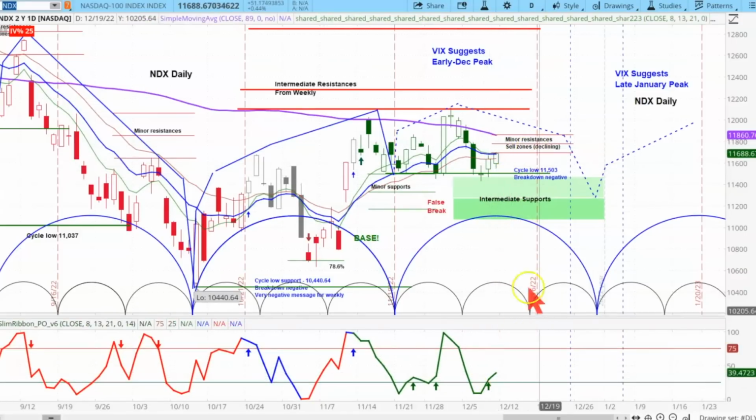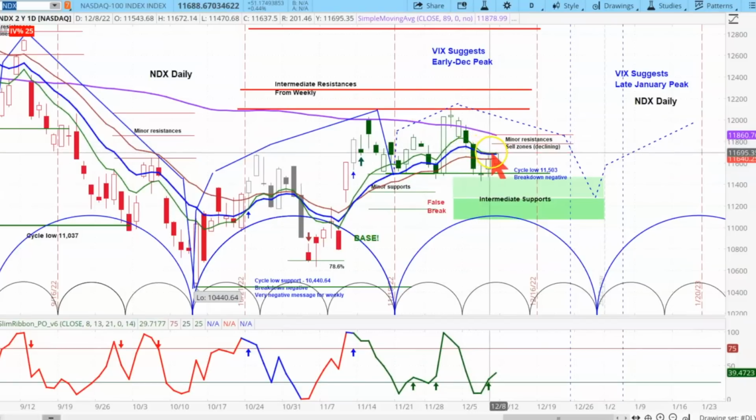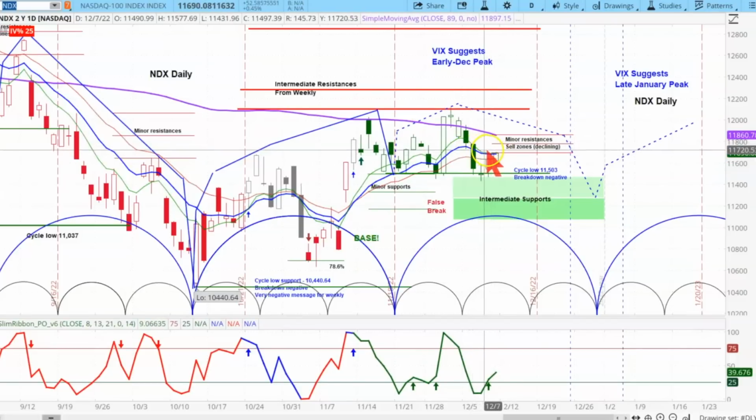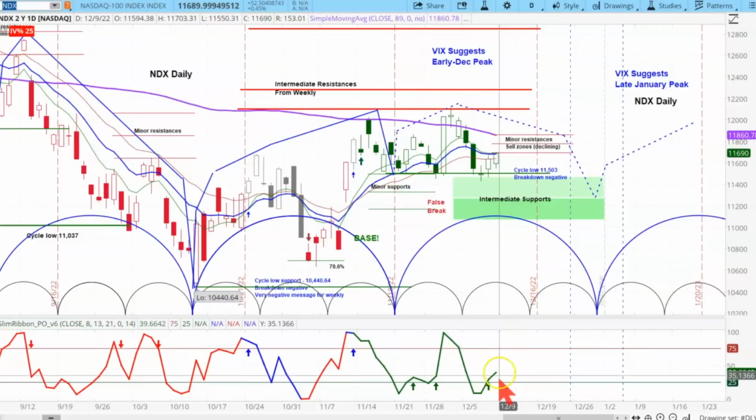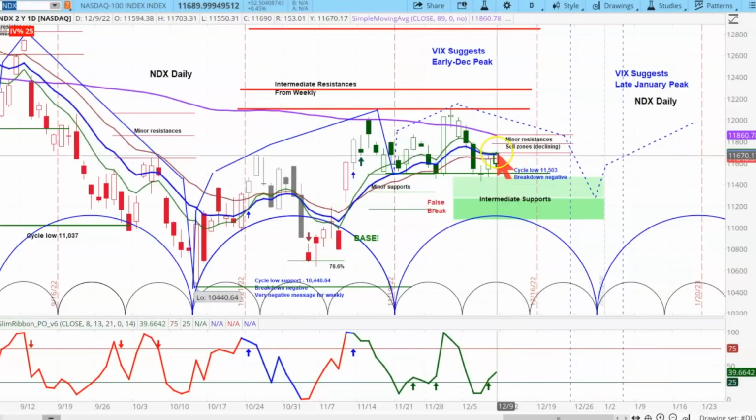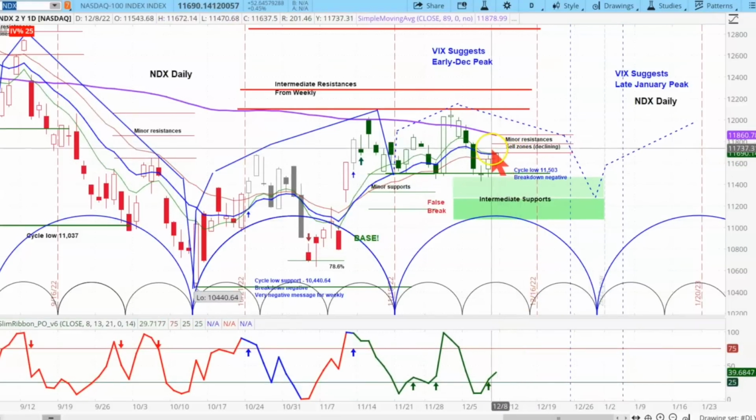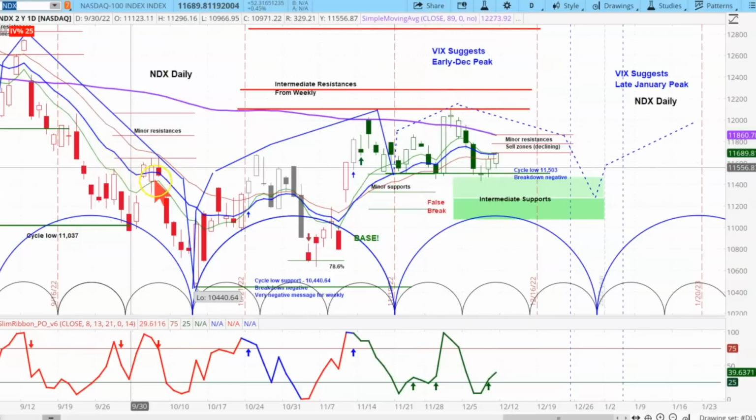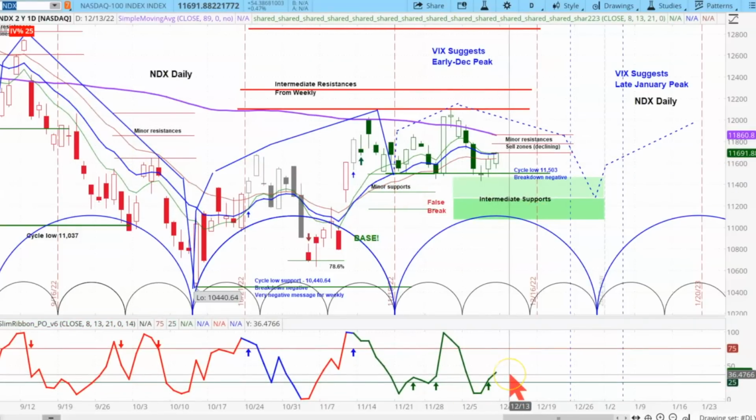But at some point in here, the slim ribbon is going to cross over. That 8 will get below the 13, and this will turn blue. And then when it becomes really negative, they will all align on the downside like you saw right over here, and it will turn red and turn the slim ribbon PO as red.